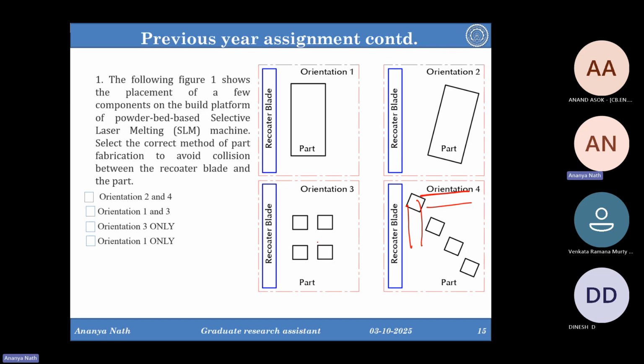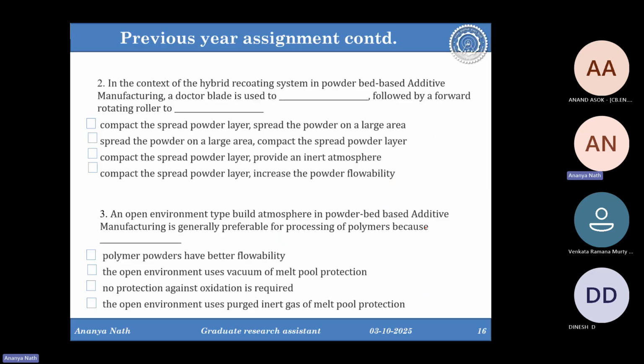Next, which of the orientations are better? Orientation 2 and orientation 4 are the better ways to orient the part to avoid any breakage or harm to the recoater as well as to your part.